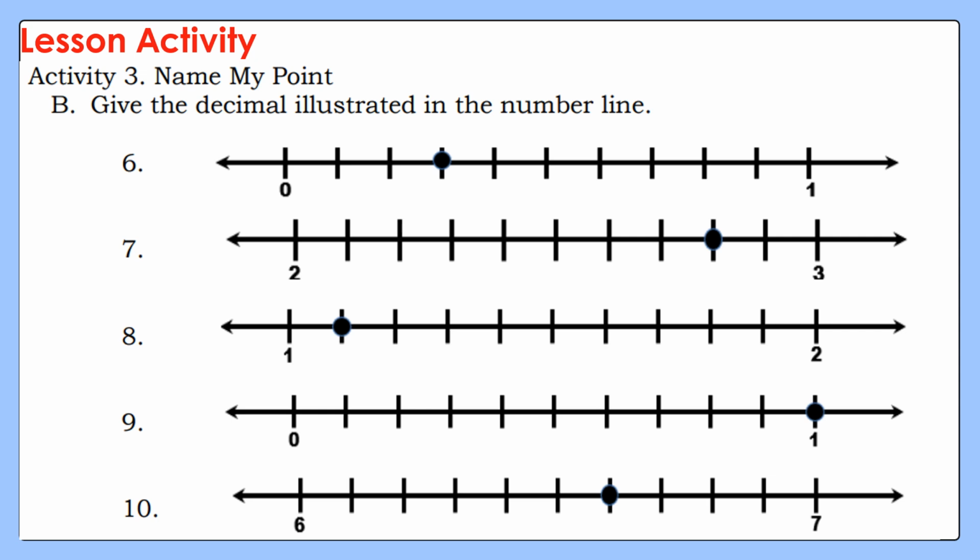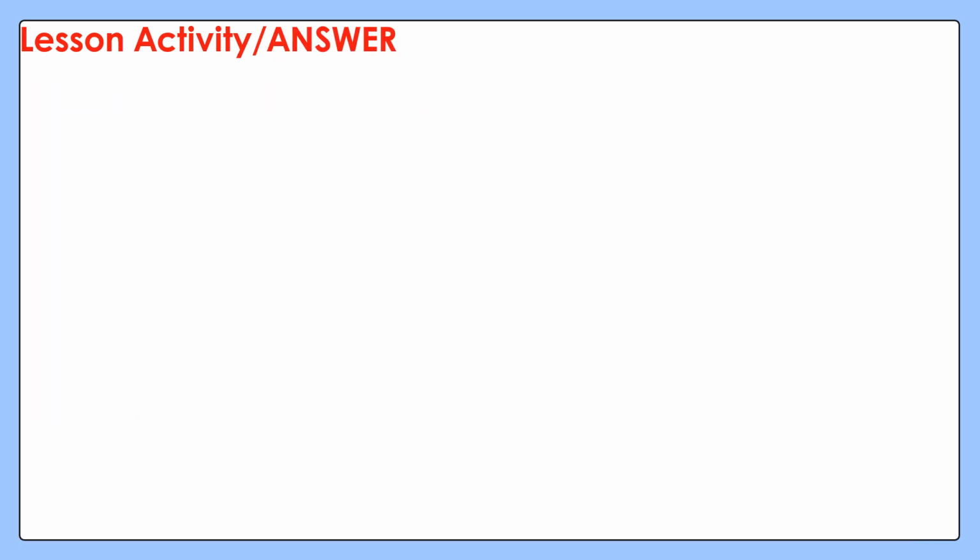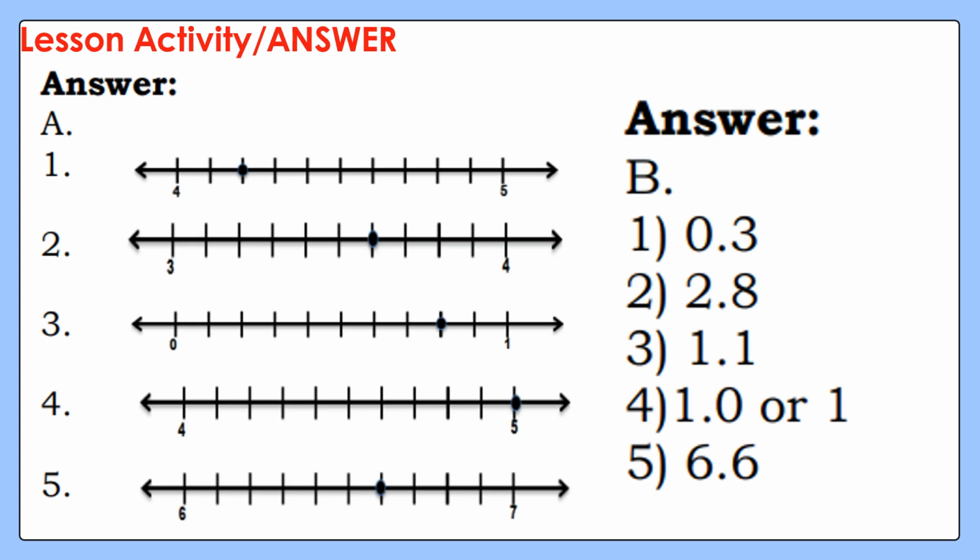Activity number 3, name my point. Give the decimal illustrated in the number line. This is for number 6 to 10. And here are the answers for A and B.